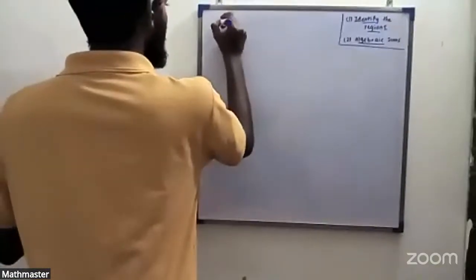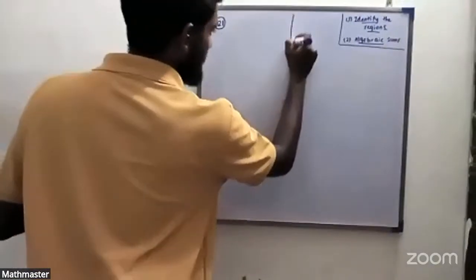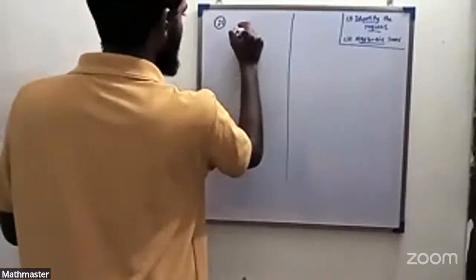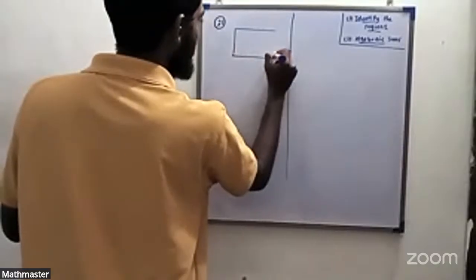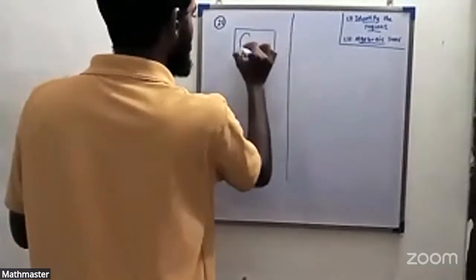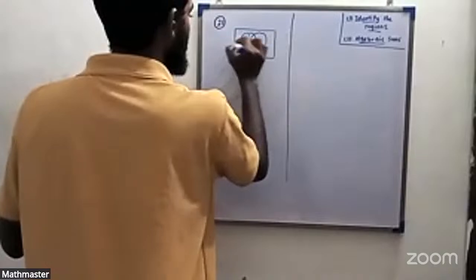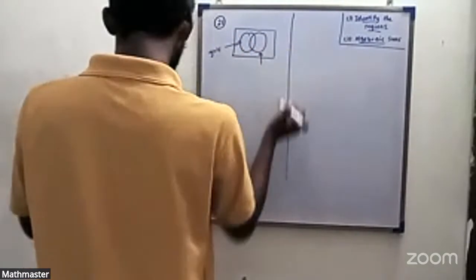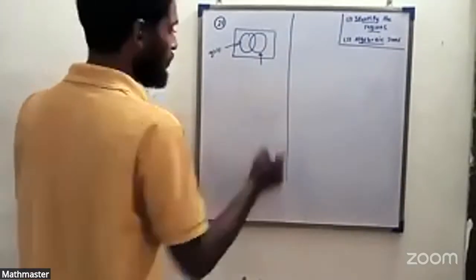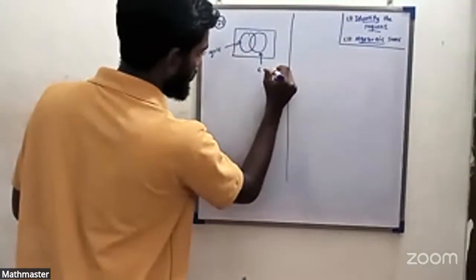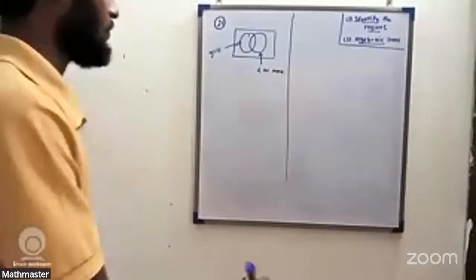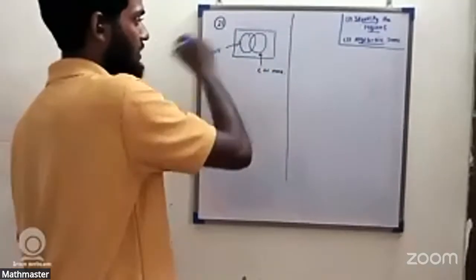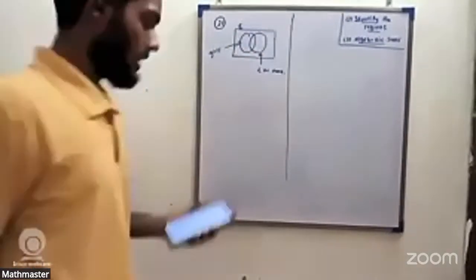Let's see. First, let's go for question number 21. They have given the set like this. Two subsets are given. This is girls. This subset is students who got C or more. So students who got C or more are in this subset, and girls are in this one. This is the universal set. Right, let's read the question.